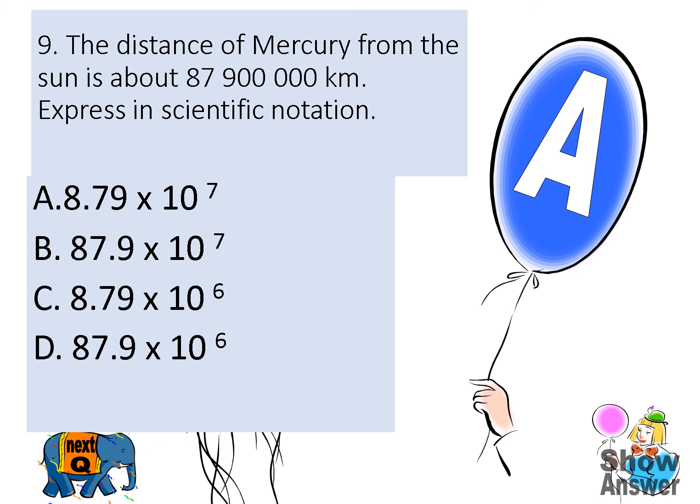Okay, it's understood here that the decimal point is at the end of the number because it's a whole number. So we will move to the left. 1, 2, 3, 4, 5, 6, 7. We'll stop here since we have already one digit, which is a whole number. So that's 8.79. Then the number of movements is 1, 2, 3, 4, 5, 6, 7. So that's 10 to the power of 7. That is why the answer is letter A. Next.